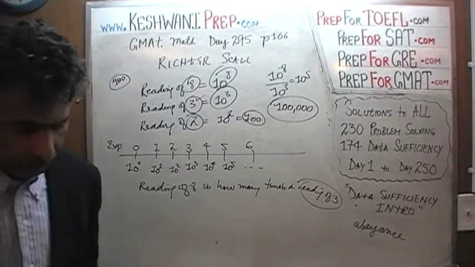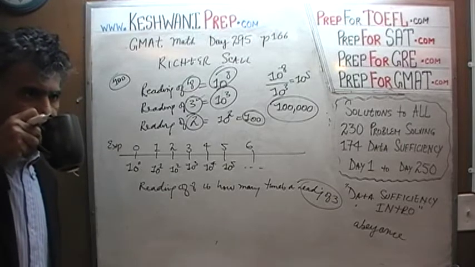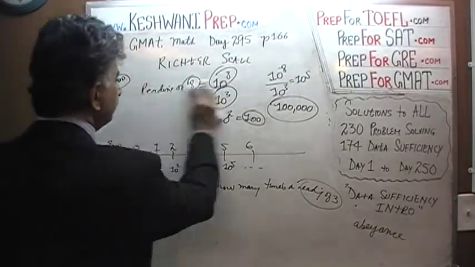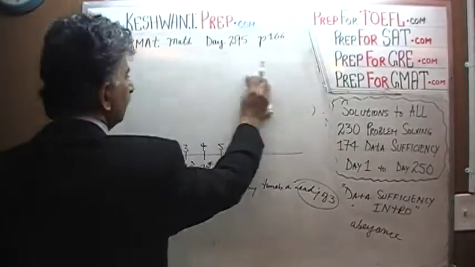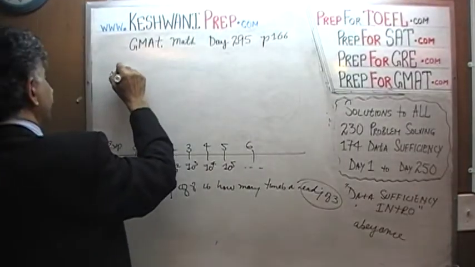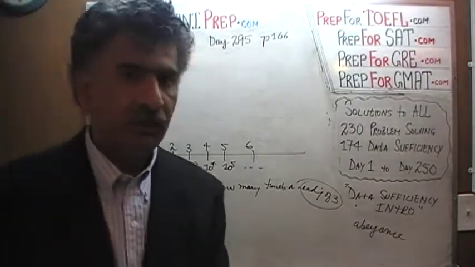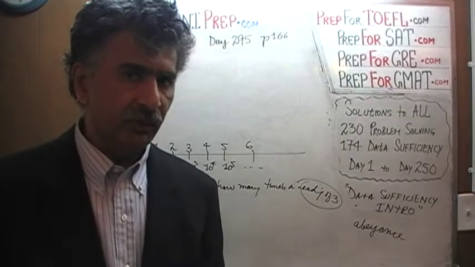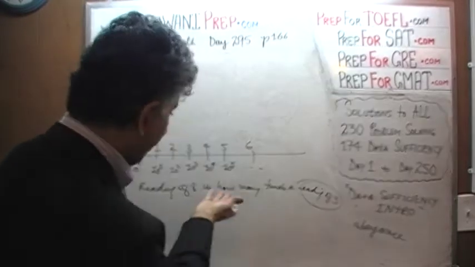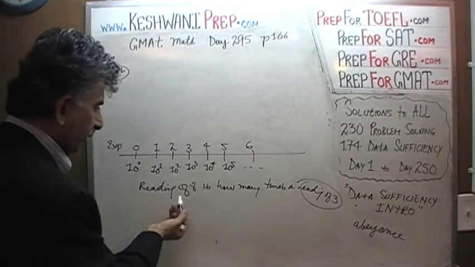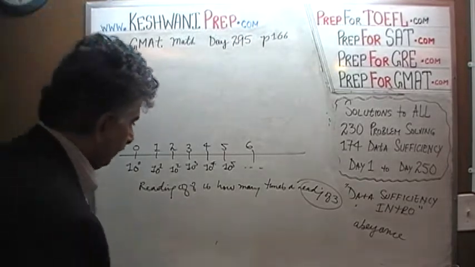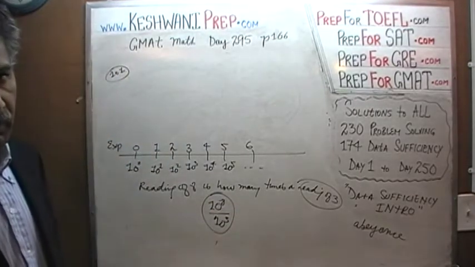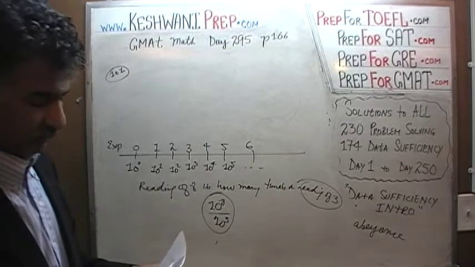Number 101. This note, as I said, was a side note. The fact that I told you that the question pertains to Richter's scale of earthquakes is not something we need to know to solve the problem. The problem is very straightforward. If a reading of 8 is how many times the reading of 3, the answer is 10 raised to 8 divided by 10 raised to 3. That's it. One does not need to know anything at all about the earthquake scale, a measurement of intensity of earthquakes.